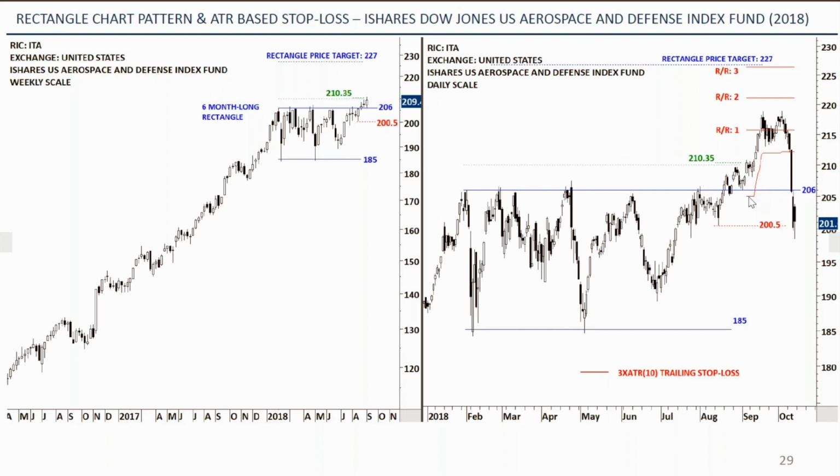What happened with this one is, after reaching 1.5 risk reward according to these levels of stop loss placement, the price reversed and hit the trailing stop loss, which was above your entry level. So this acted as a good protection mechanism for this failed attempt.